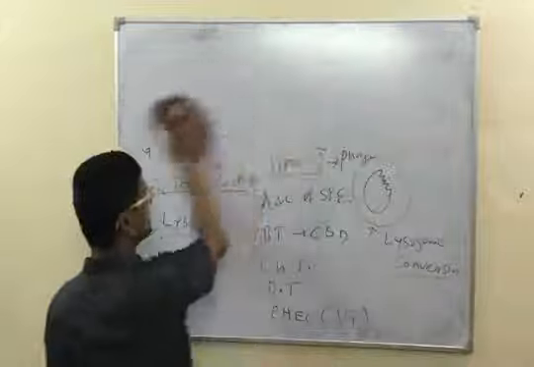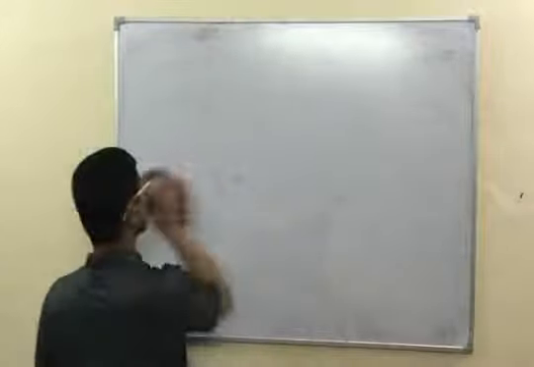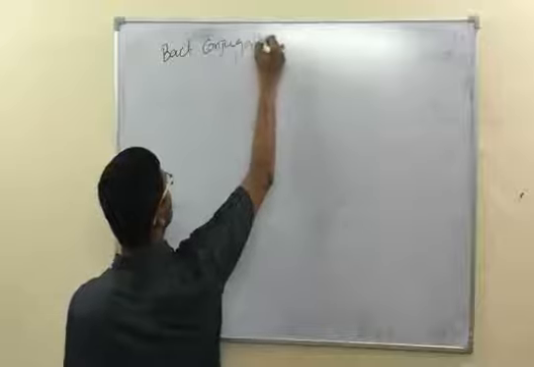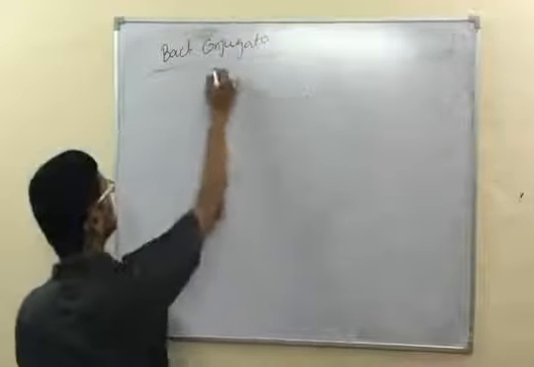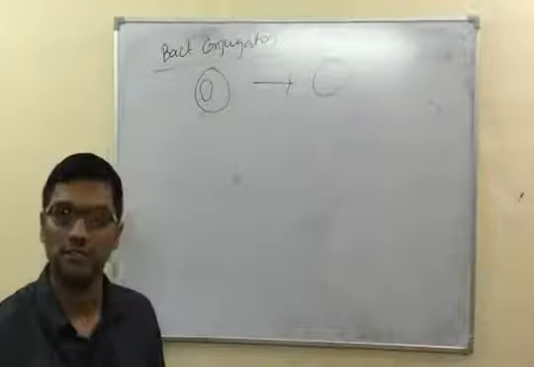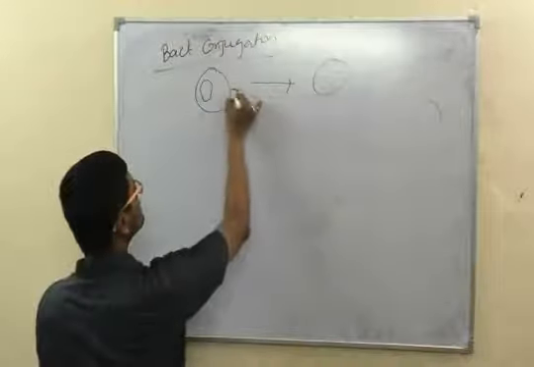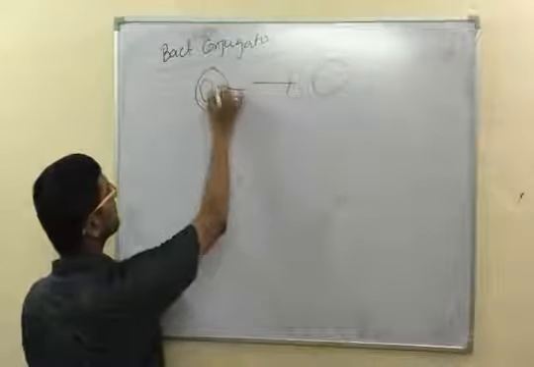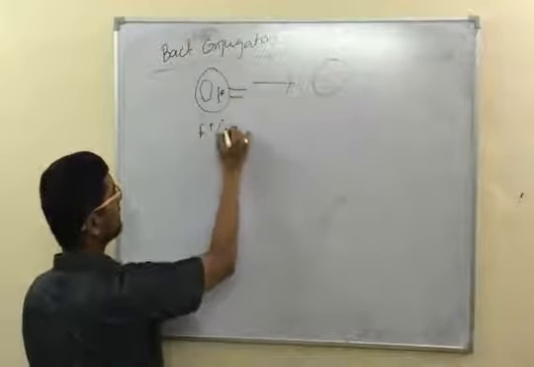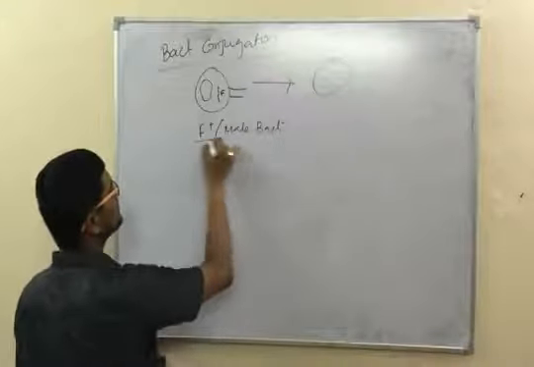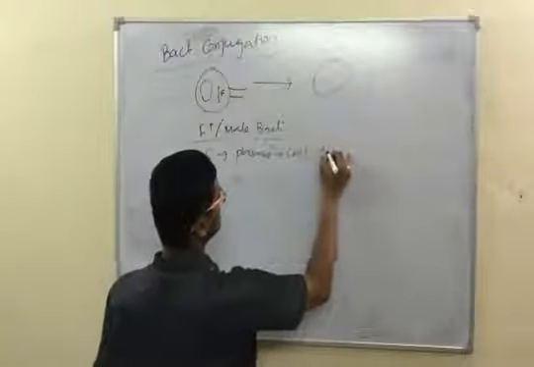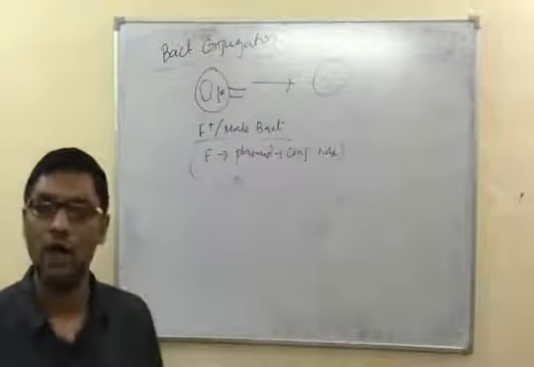Now I will tell you about bacterial conjugation. Conjugation is a method of transfer of bacterial DNA from one bacterium to another by the formation of a conjugation tube. The conjugation tube which is formed is coded by a plasmid called the F factor. Bacteria which carry the F factor are called F plus or male bacteria. The F factor is a plasmid which codes for the conjugation tube.